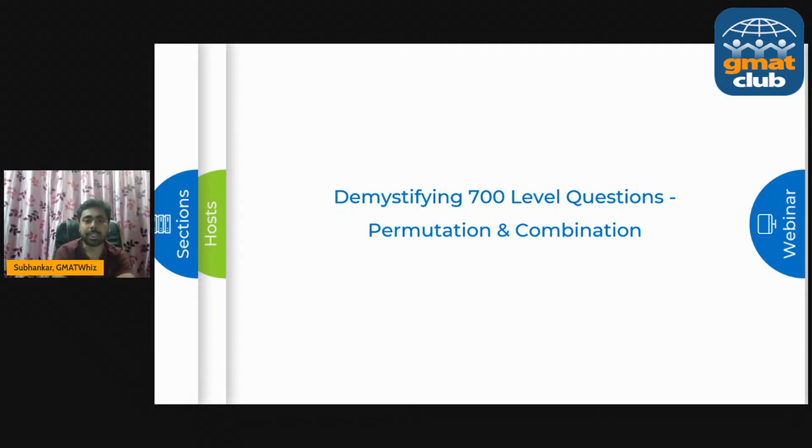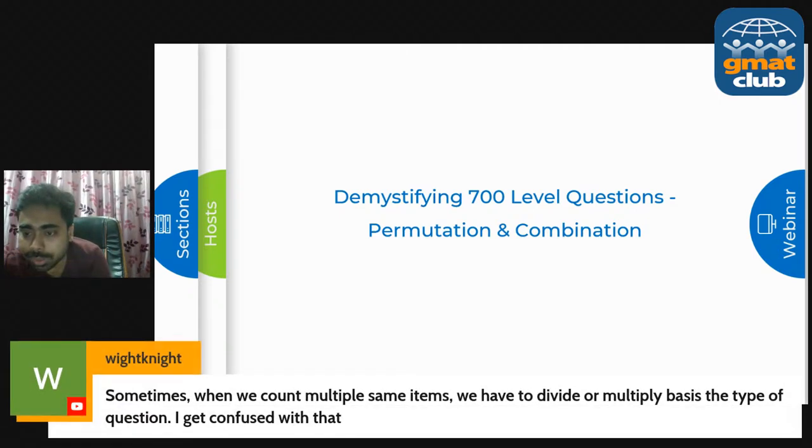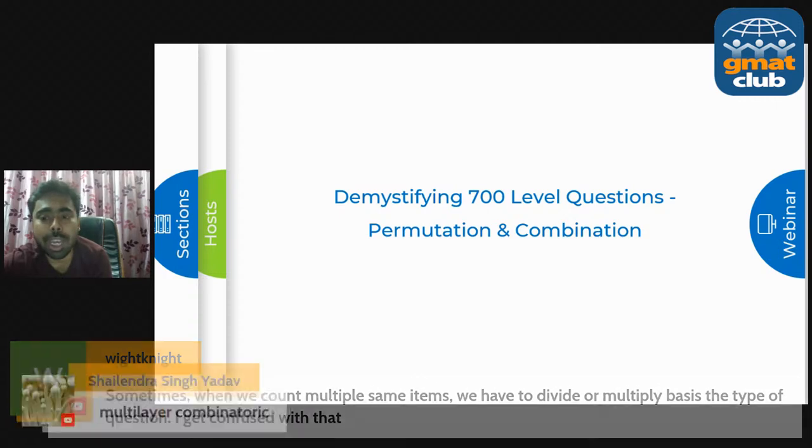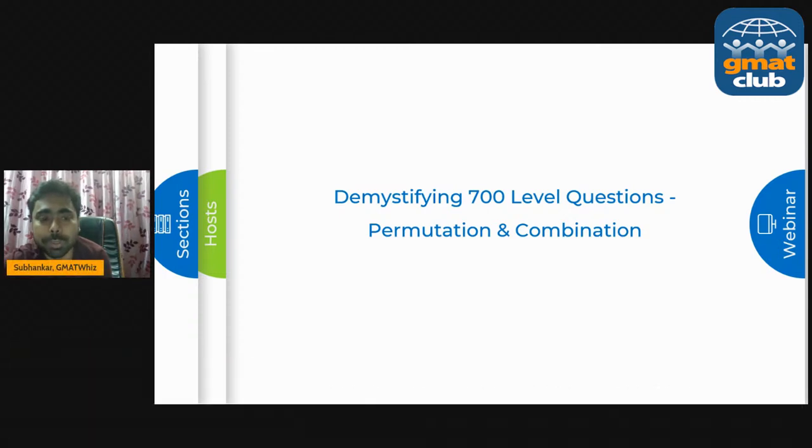So I will now get into the session. Someone has written that sometimes we do multiple counting. This is one comment you can see: sometimes when we count multiple same items we divide, and I get confused about that. So we are going to basically talk about all those things.